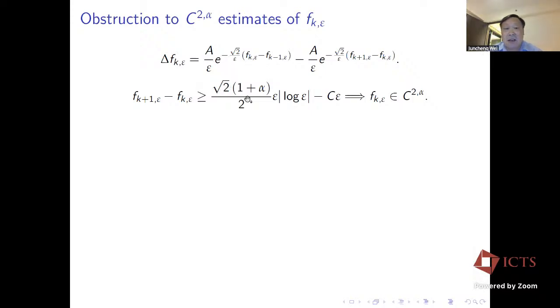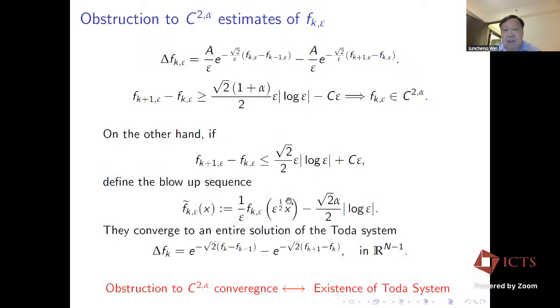So the question is, if we don't have the C to alpha estimate, then one of these guys should be large. If one of these guys is large, then we can develop a procedure, and then we find an entire solution for the total system, and the stability of the Allen-Cahn equation can be passed to stability of F, and the stability of F can be passed to stability of the total system. So now we have a stable solution for the total system. So we proved that the obstruction to the C to alpha estimate is the existence of a stable solution for the total system. And we show that when n is less than or equal to 10, there are no stable solutions for the total system, and when n is greater than or equal to 11, there is a stable solution for the total system. And this gives the proof.